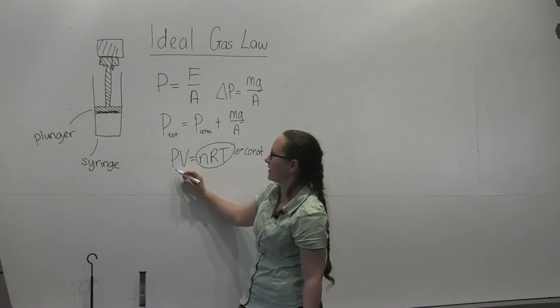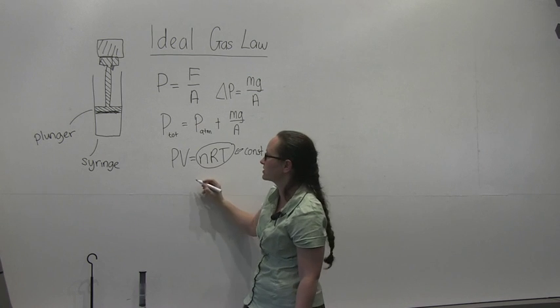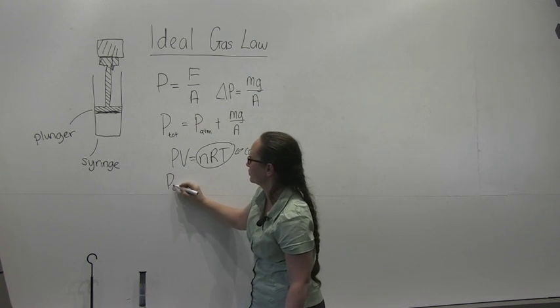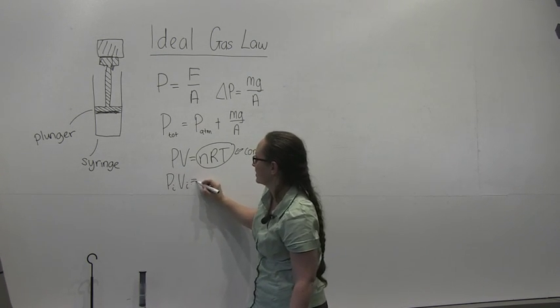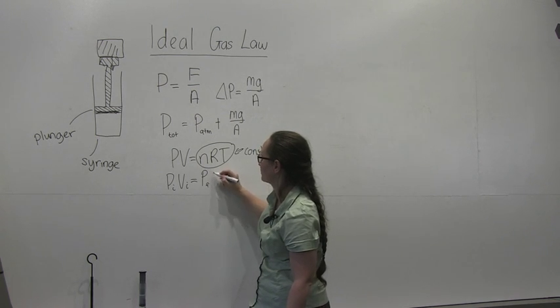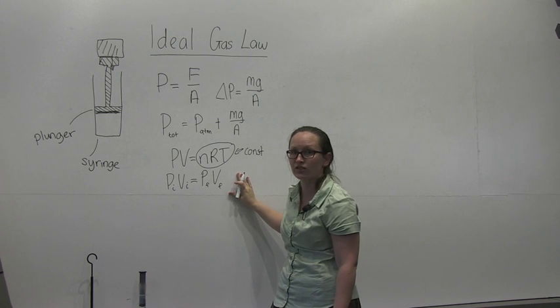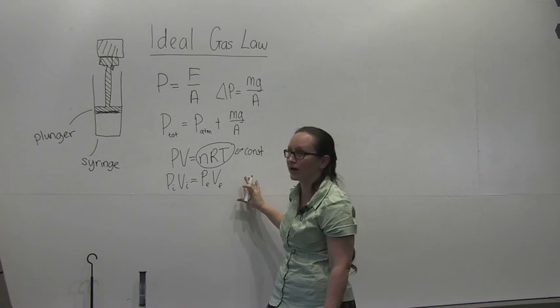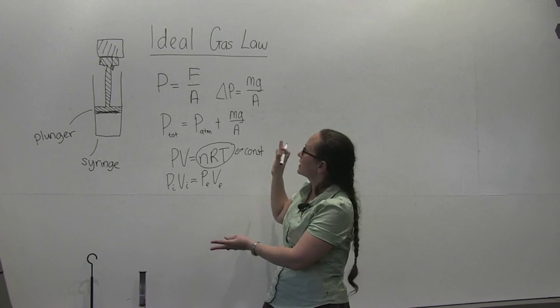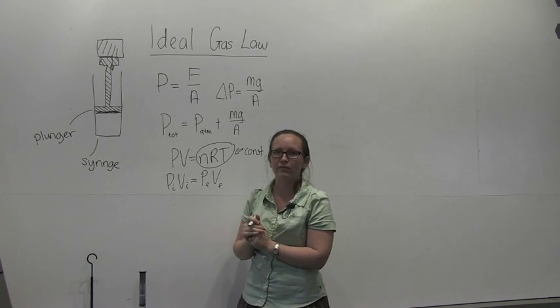So this will allow us to use that PV is constant, and so the initial pressure times the initial volume is going to equal any final pressure times final volume. You'll be making use of this equation in the first part of the experiment as well. So that's the theory that you're going to need for part 1.